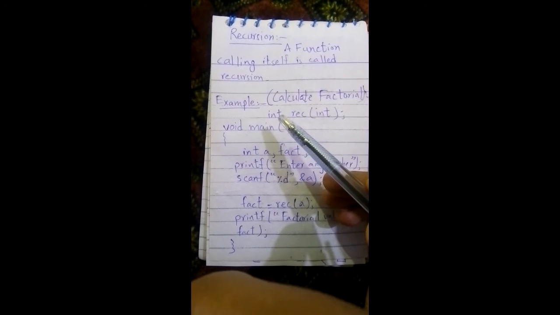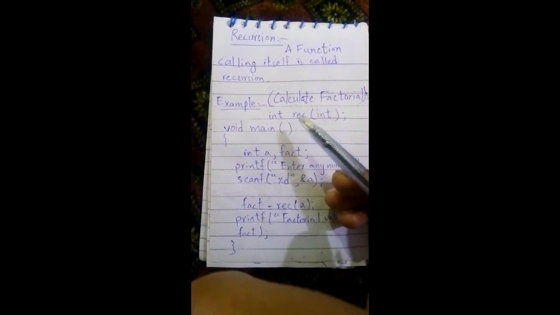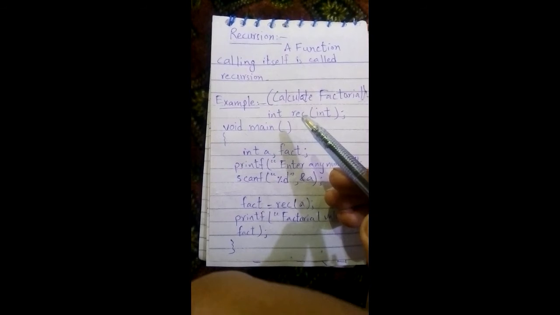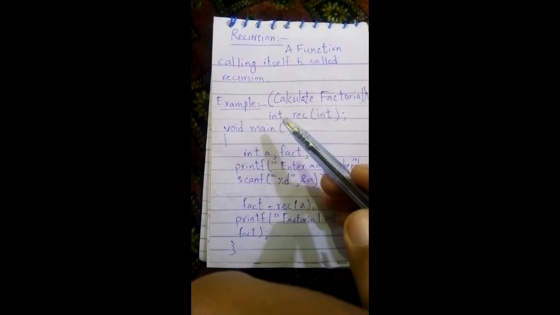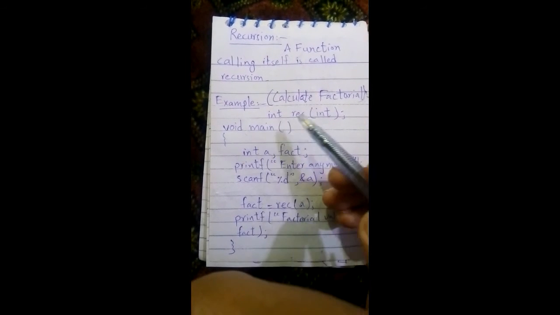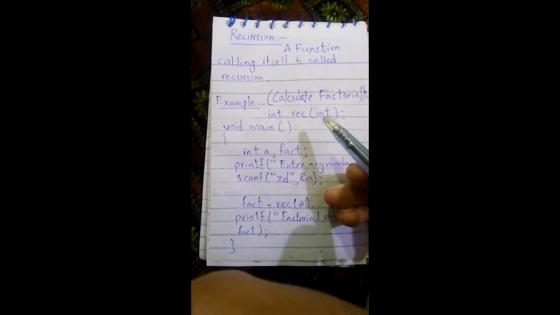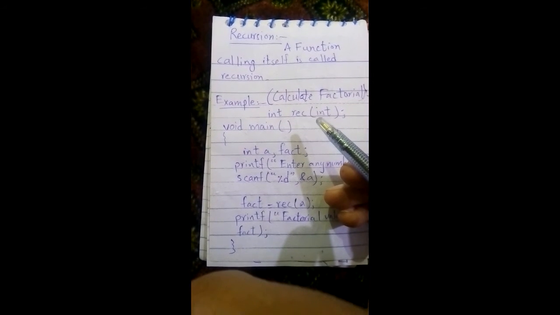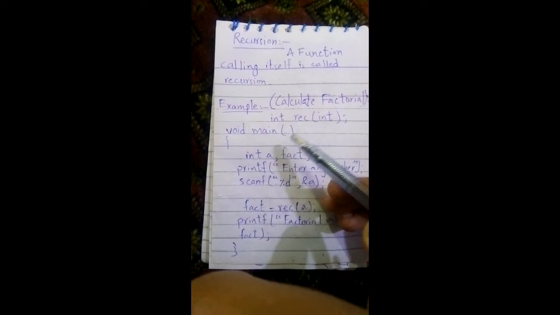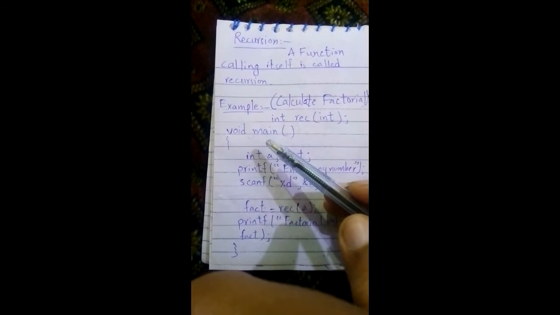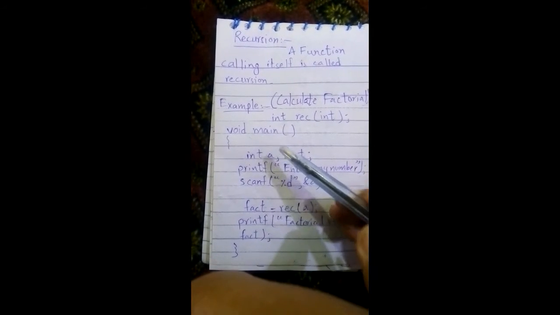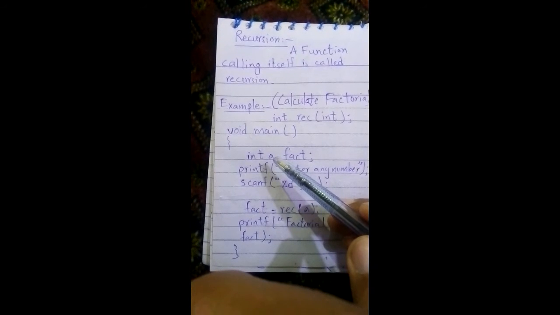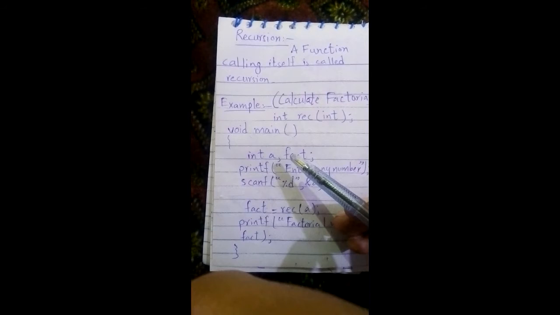First, we have declared a function whose name is rec. Its return type is integer, and it takes one argument of integer. This is the declaration. Then we have this main function where the process starts. First, we take two variables. One is a, second is fact.